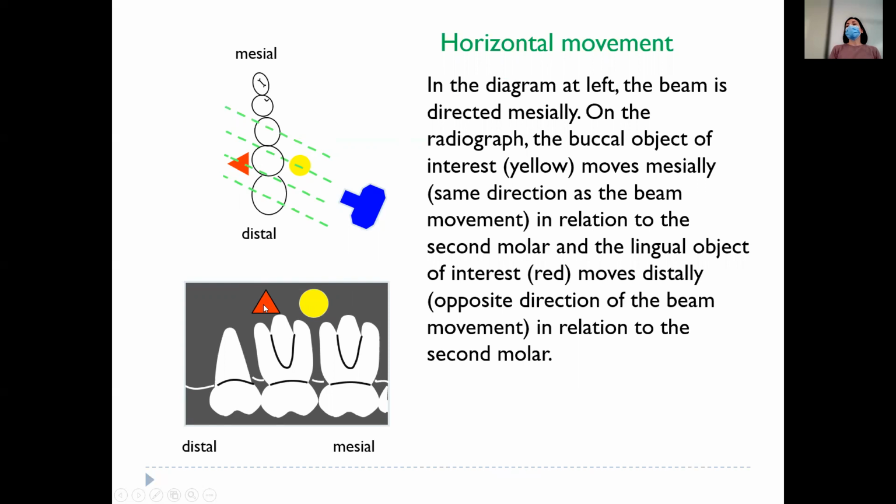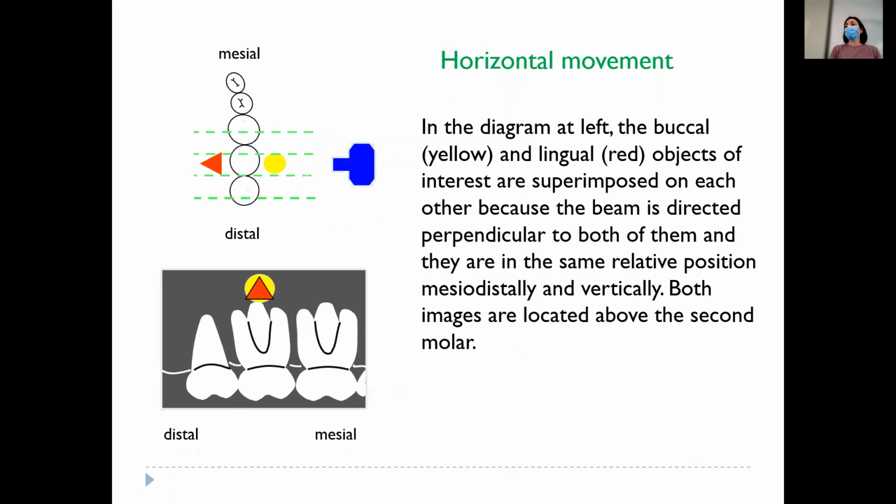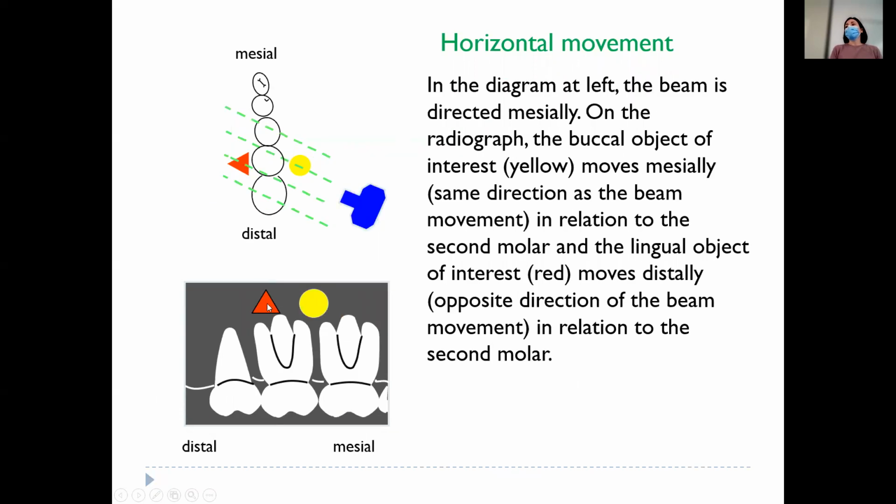So then this is showing what it would look like on an X-ray. You'd go from them both being over the palatal root to the buccal object going more over the mesial root, and then the lingual object going a little bit more distal. So the buccal object is just tracking with the direction of your central ray, and your central ray went mesial, so the buccal object went mesial with it.